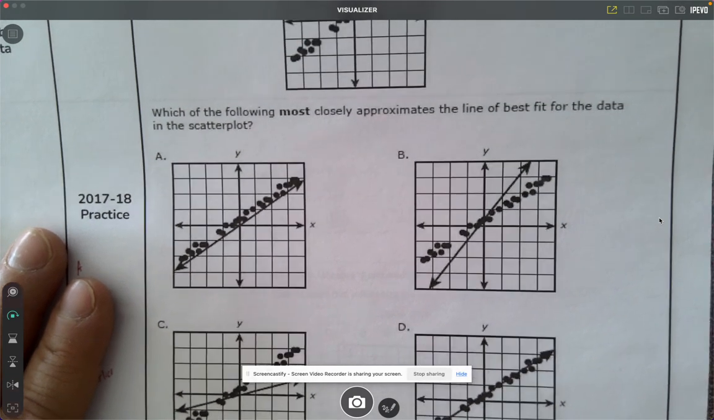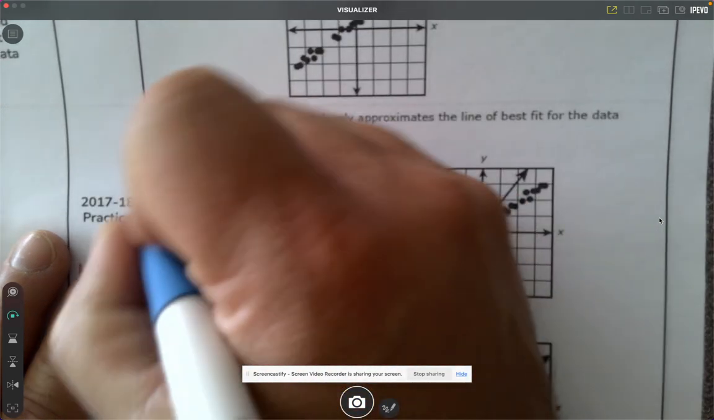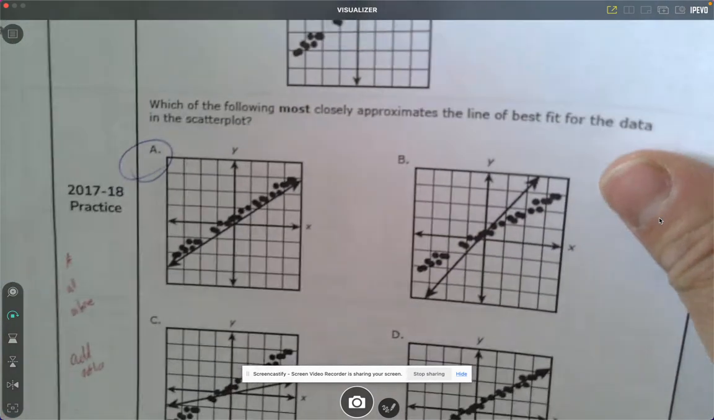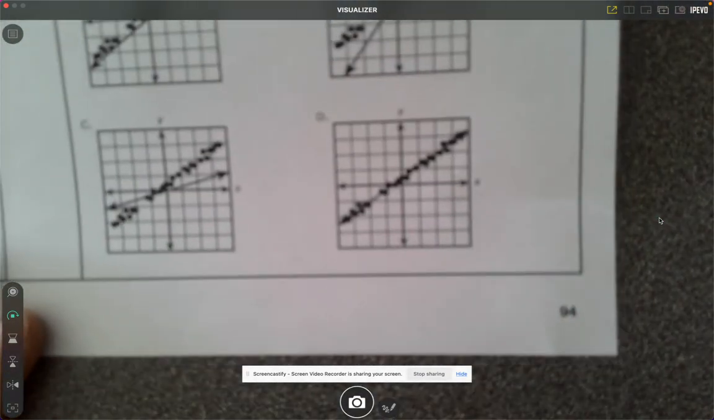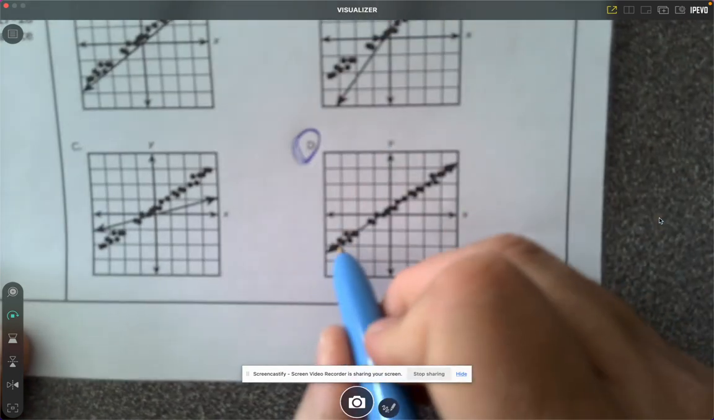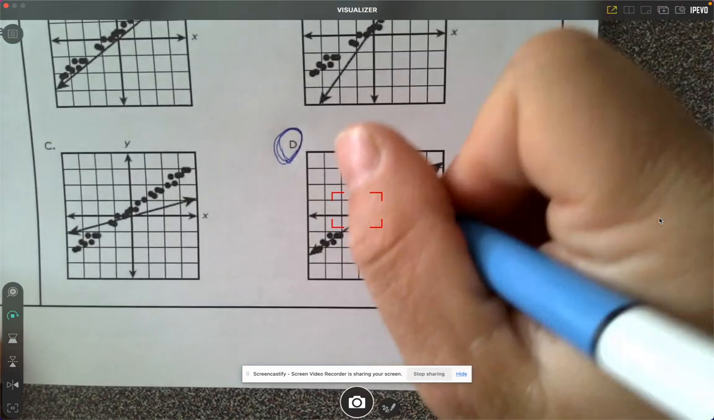So if you look at this and you're like, all right, what's the most appropriate line of best fit? You're like, oh, that looks pretty good. They're all above it. The answer is A. But that's a math by mistake. There's no way that's the line of best fit. You can see that D is a much better line of best fit here. So you want to have about the same amount of points above, the same amount of points below.